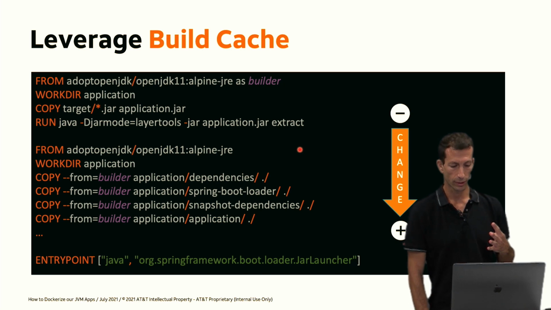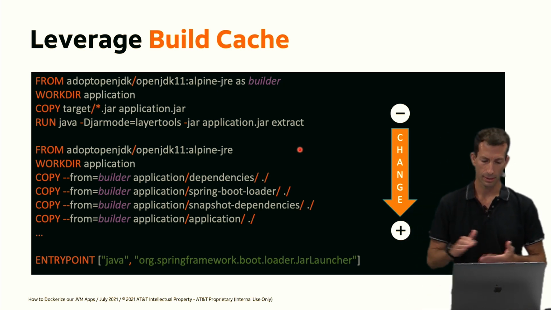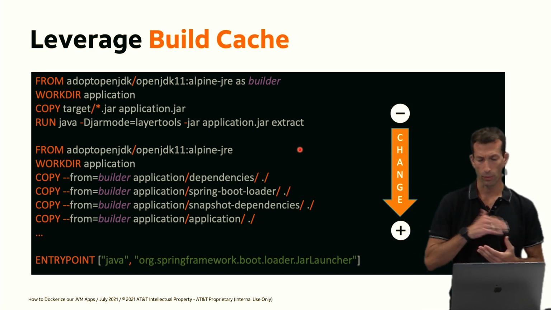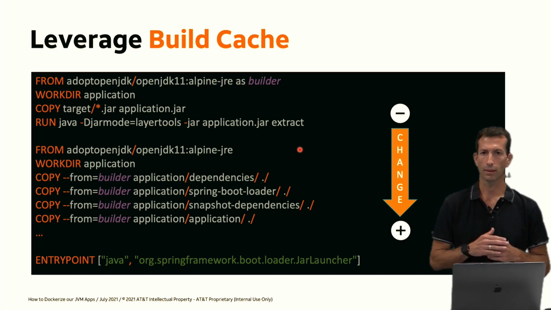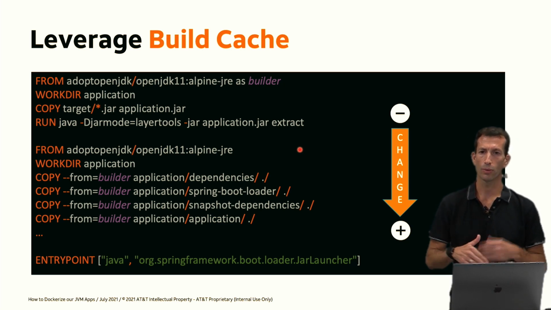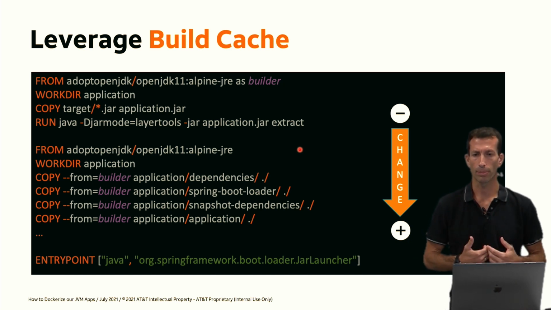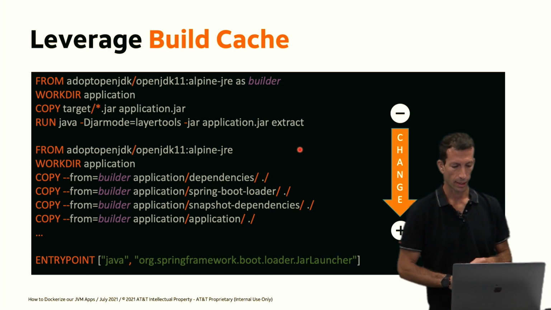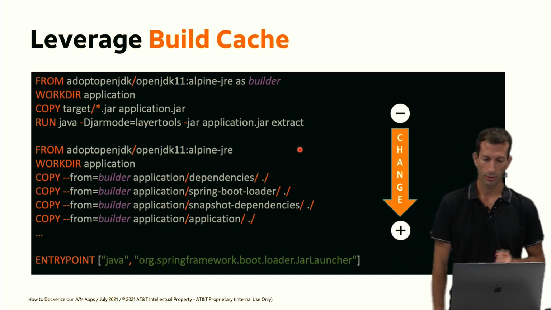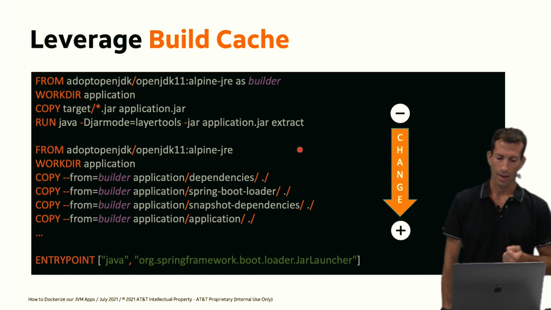We get, by default, 4 layers. We get our dependencies, our release dependencies, that is. We get a layer that has to do with the Spring Boot loader. We get snapshot dependencies, and then we get our own application code. And we can use that to leverage the build cache. How do we do that?